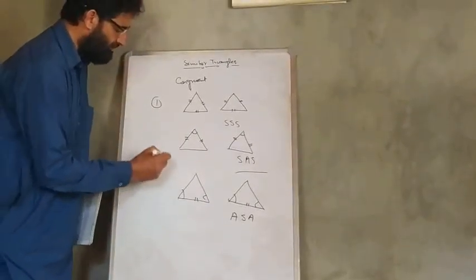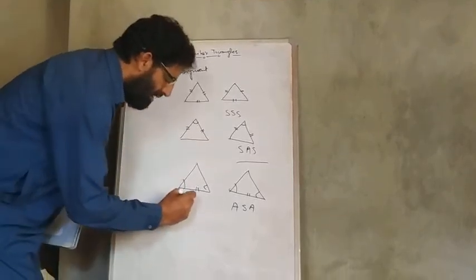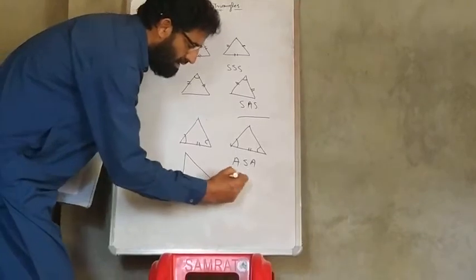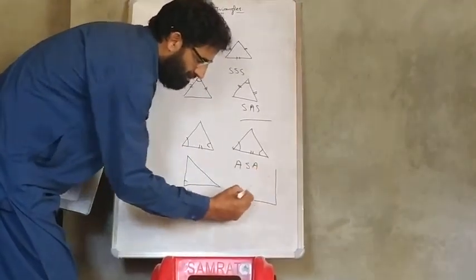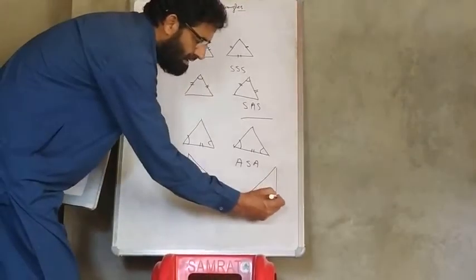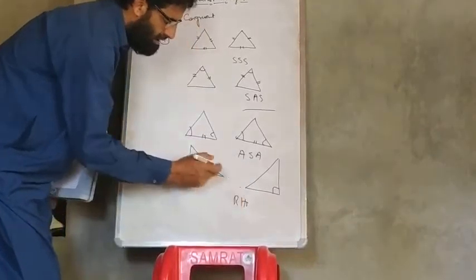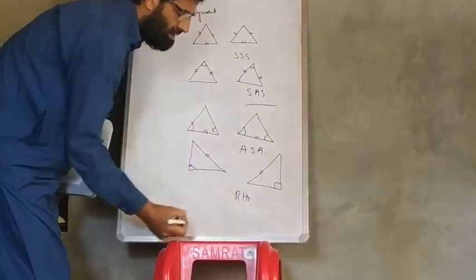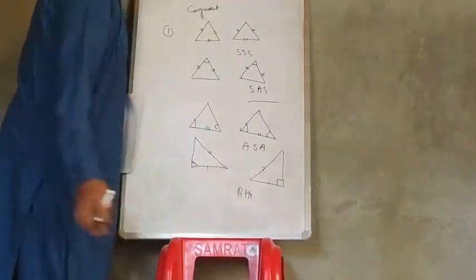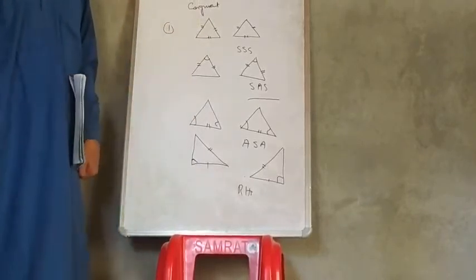Fourth rule is RHS. RHS means a right angle, hypotenuse and one side of a triangle. A right angle is equivalent to right angle, RHS. A right angle and hypotenuse is equivalent to hypotenuse, and one side is equal to this. So then two triangles are said to be congruent. So there are four rules for two triangles to be congruent.